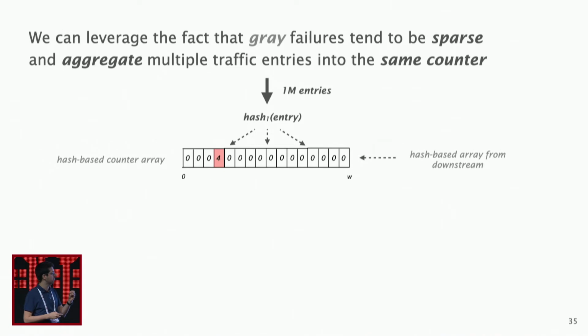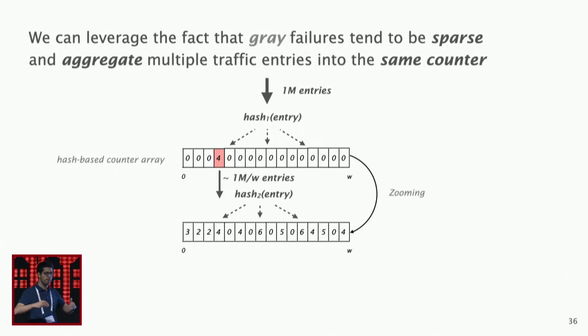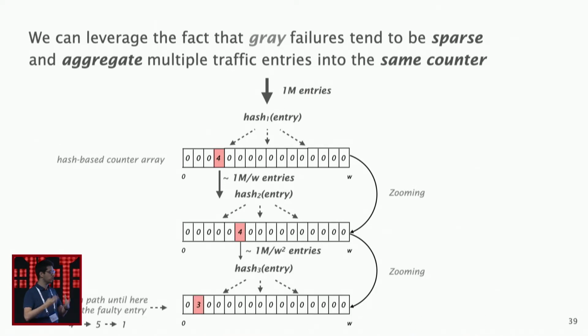The key here is that we can repeat this process over and over, but in the second counting round, we only count the traffic entries that in the previous round were hashed into the faulty counter. This means that in every zooming step, we divide the number of entries we are monitoring by W, and we can repeat this process multiple times until we isolate the faulty entry into one counter, which can be identified by the hash path it took from the top to the bottom.